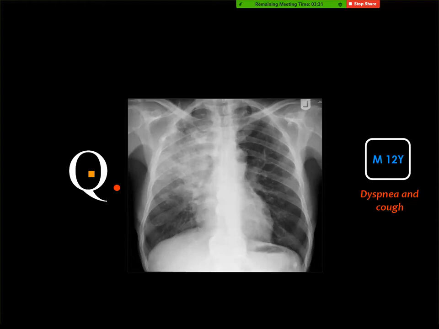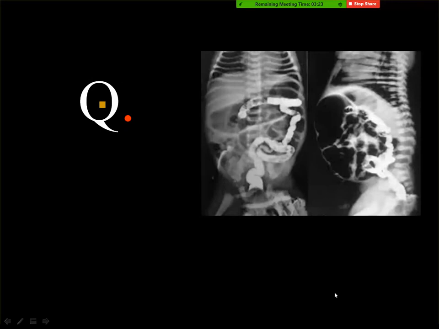Pneumonia. Yes, and this is right upper lobe patchy opacity in the upper lobe, diagnostic of pneumonic consolidation.